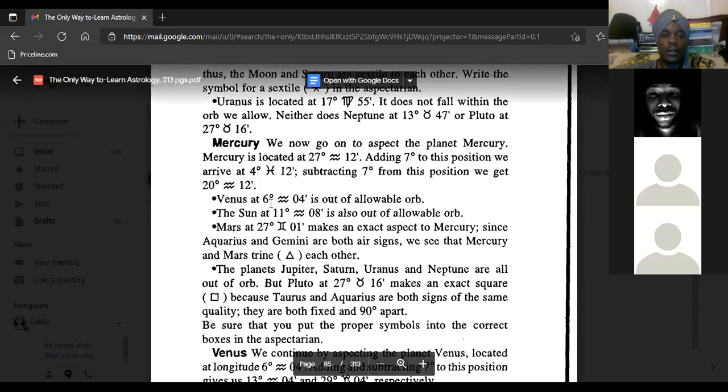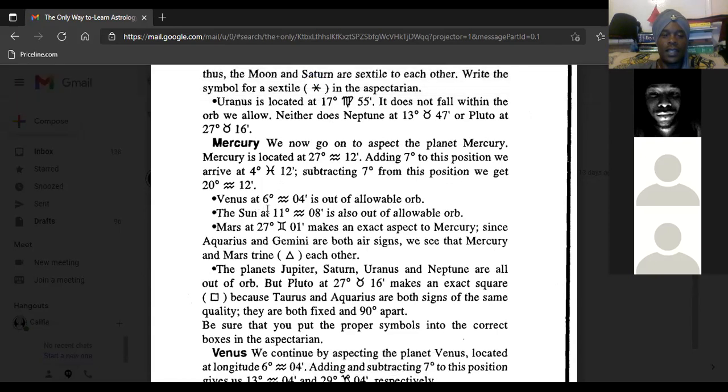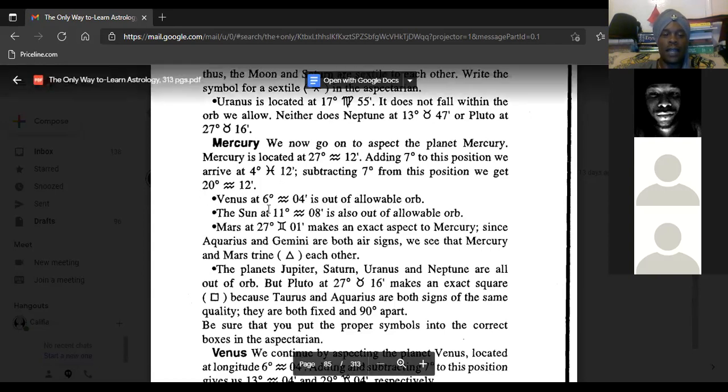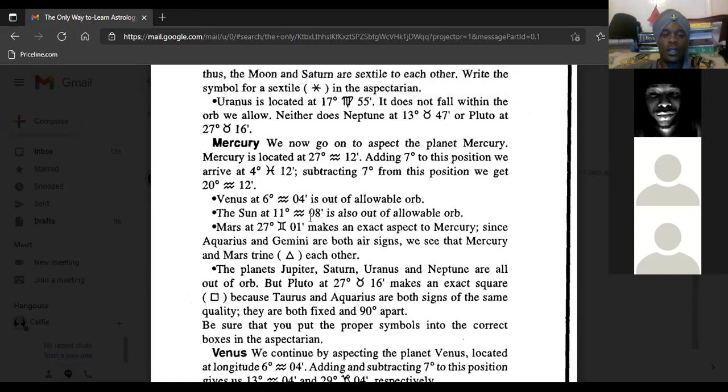Okay, so Venus at 6 degrees Aquarius, 4 seconds or 4 minutes is out of allowable orb. The sun at 11 degrees Aquarius, 8 seconds is out of the allowable orb. Mars at 27 degrees, I think that is Taurus, 1 second makes it an exact aspect to Mercury.